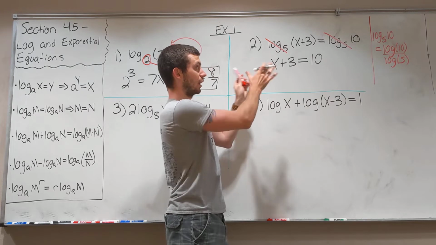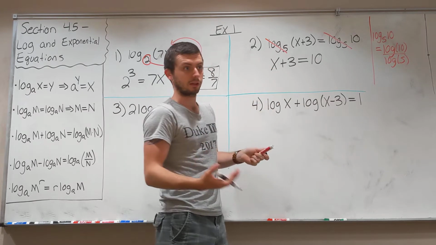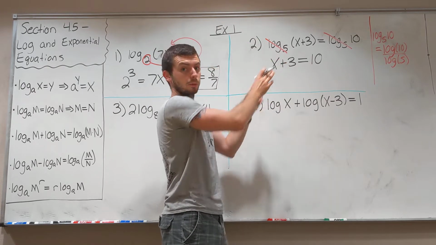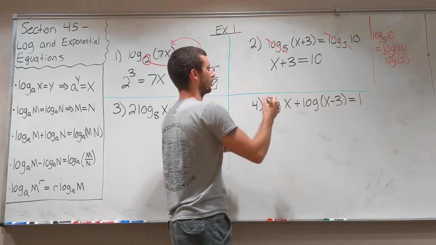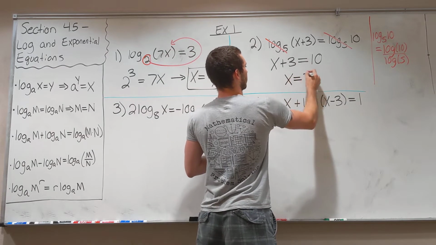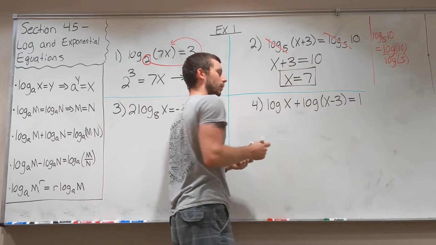If we can get to a form like this, it's very nice because it's something we can quickly jump to. From here, it's just a matter of subtracting 3, and we get that x is 7.